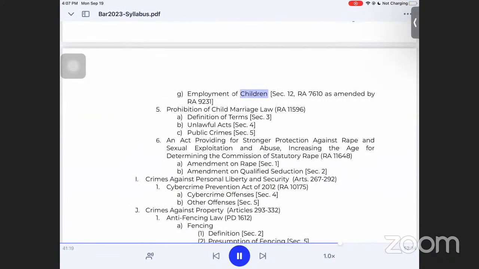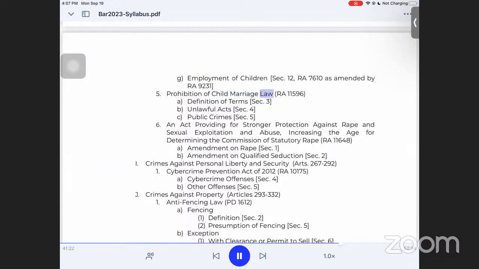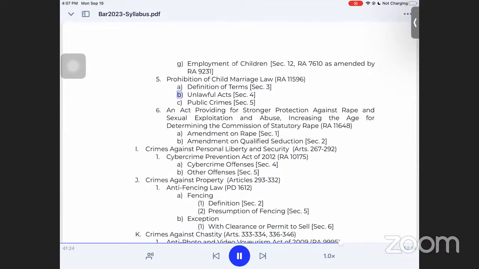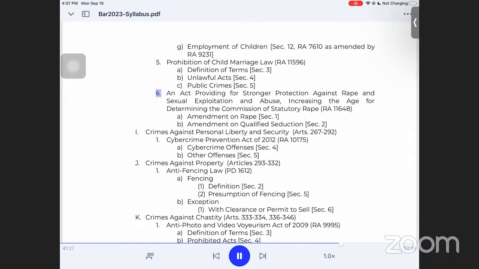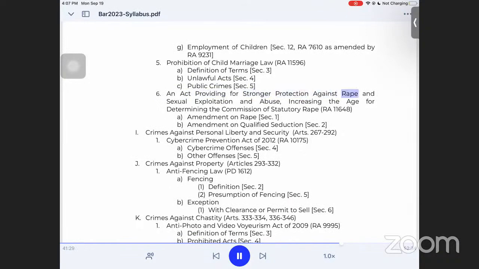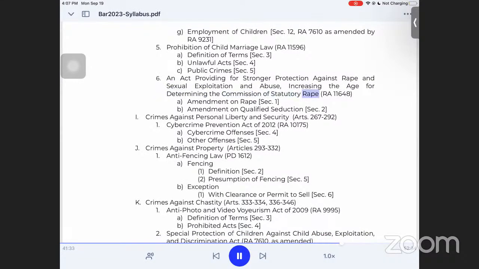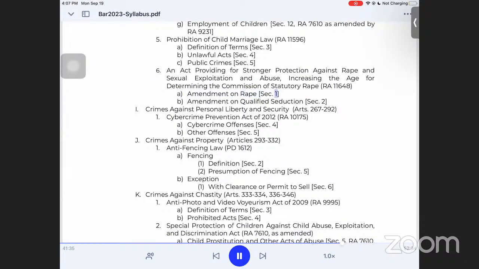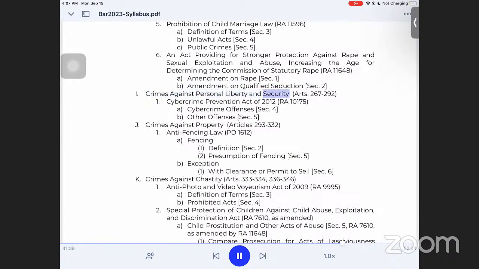G. Employment of children, Sec. 12, RA 7610 as amended by RA 9231. 5. Prohibition of Child Marriage Law, RA 11596. A. Definition of terms, Sec. 3. B. Unlawful acts, Sec. 4. C. Public crimes, Sec. 5. 6. An act providing for stronger protection against rape and sexual exploitation and abuse, increasing the age for determining the commission of statutory rape, RA 11648. A. Amendment on rape, Sec. 1. B. Amendment on qualified seduction, Sec. 2.